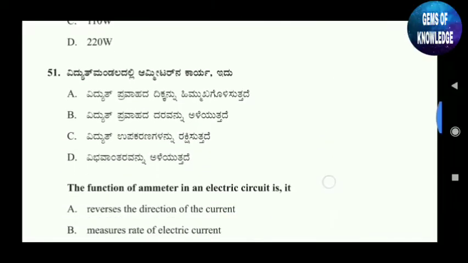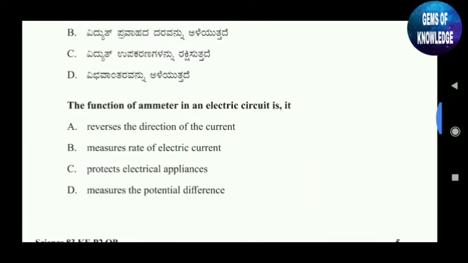Okay, next question: the function of an ammeter in an electric circuit is. So what is the function of the ammeter in the electrical circuit? We already know this, as we studied it in the 41st question: it measures the rate of electric current. So the function of an ammeter is to measure the electric current.